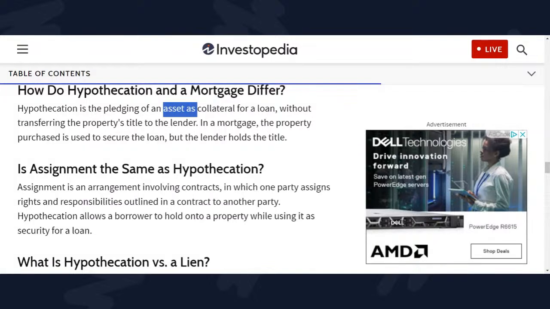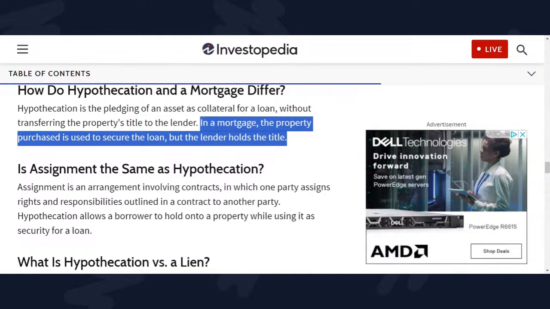And your word is given full faith and credit in that collateral document. Legal tender. Equally able to negotiate your own instruments. If you're not, again, you should purse your lips. You shouldn't be picking up those pens. In a mortgage, the property purchased is used to secure the loan, but the lender holds the title. The lender holds the title.